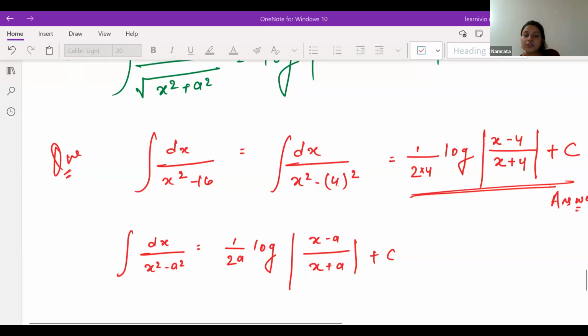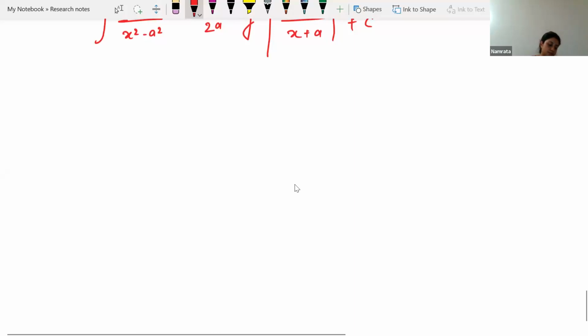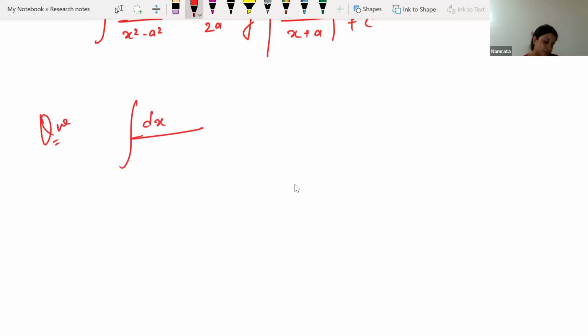Okay, let's take a few more problems. So if we have the question as integration of dx over under root 2x minus x square. Now we will check which formula it looks like, or how we can make it like a formula. When you see 2x and x square, are you getting that we can make the under root term a perfect square?